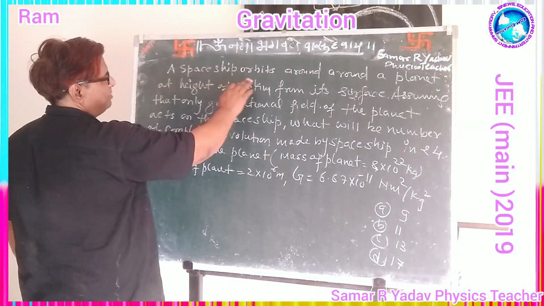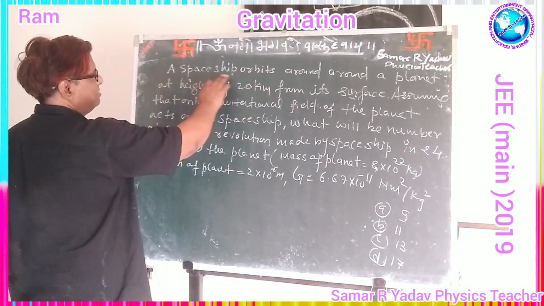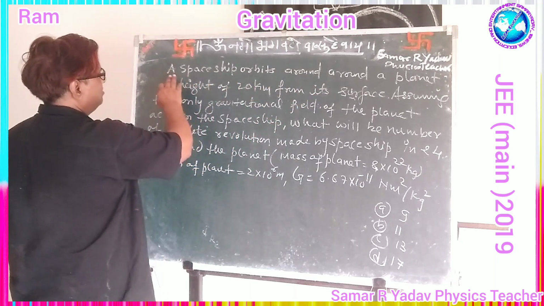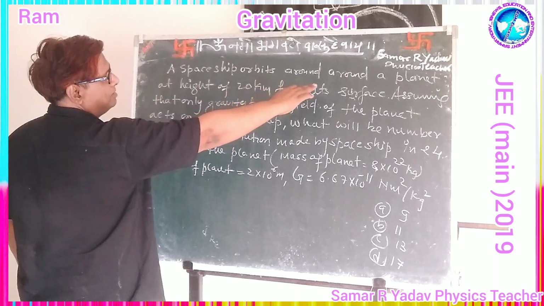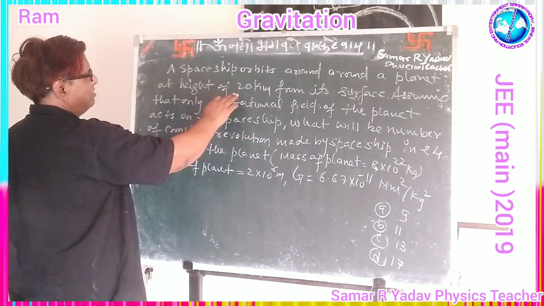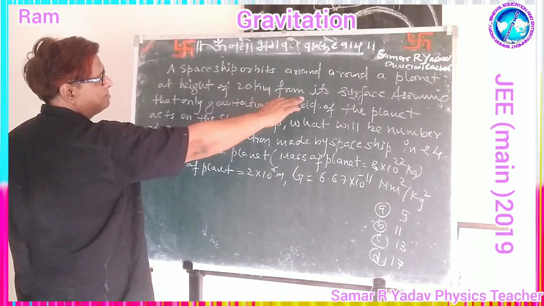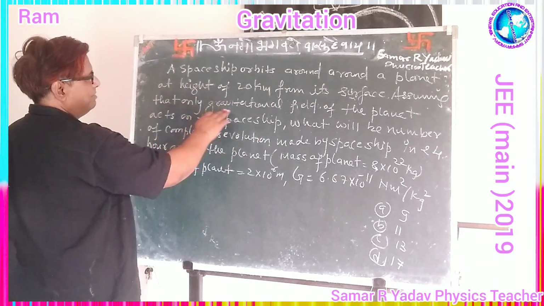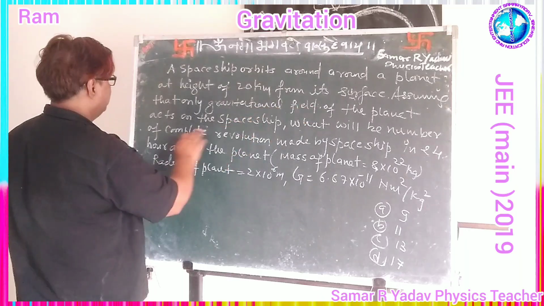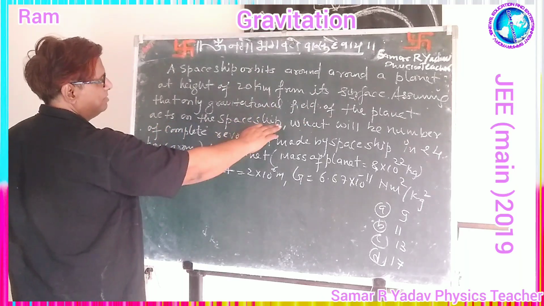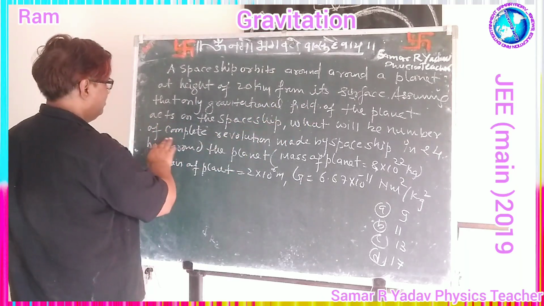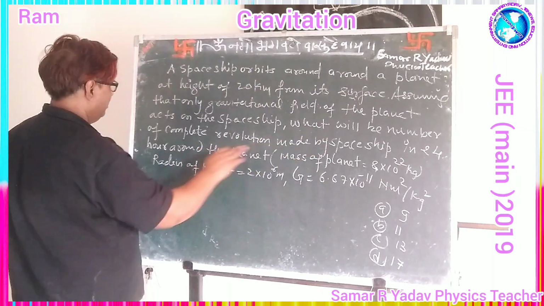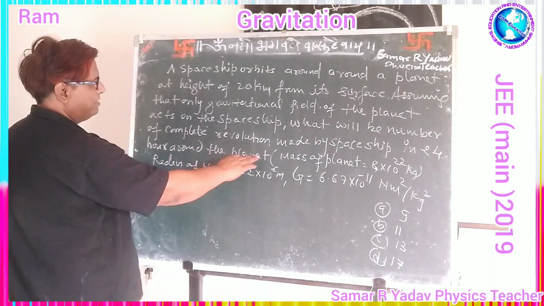A spaceship orbits around a planet at a height of 20 km from its surface. Assume that only the gravitational field of the planet acts on the spaceship. What will be the number of complete revolutions made by the spaceship in 24 hours around the planet?